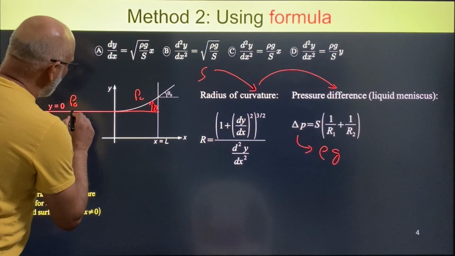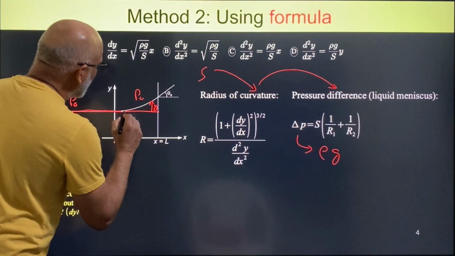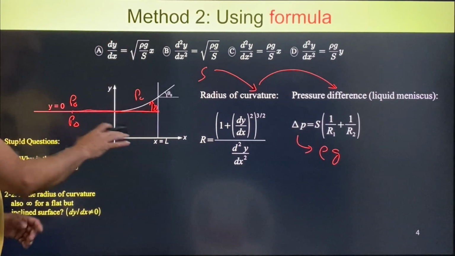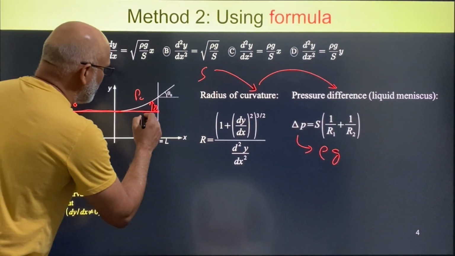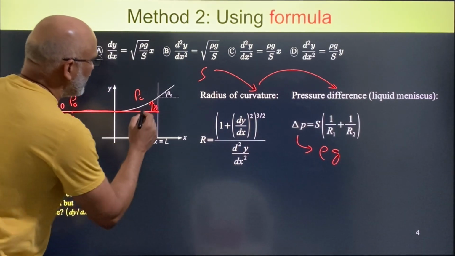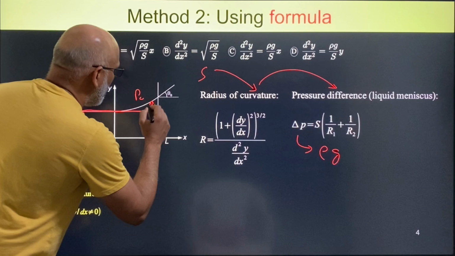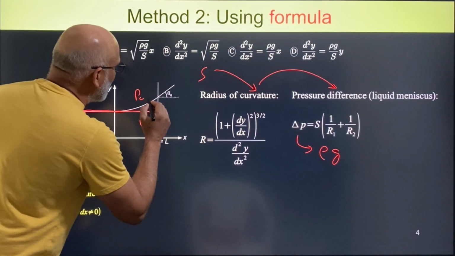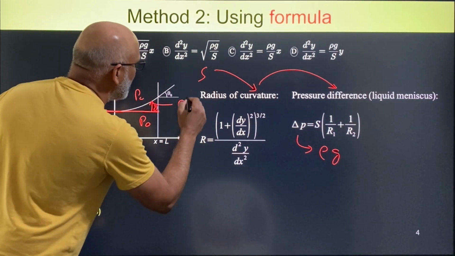Now, if I go along this horizontally, I know that since the liquid is stationary, the pressure has to be the same. So the pressure here also will be P naught. That is at this point, right? So then what will be the pressure just below the meniscus? Let me call this P dash.